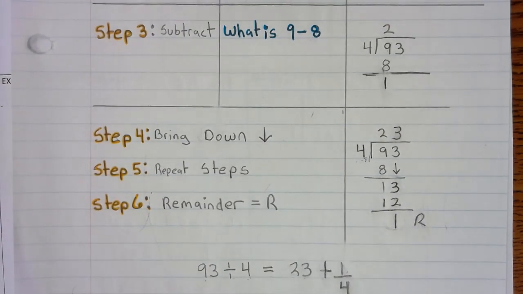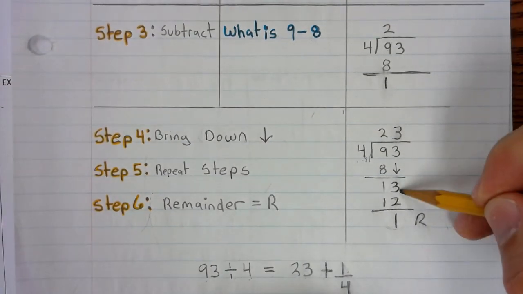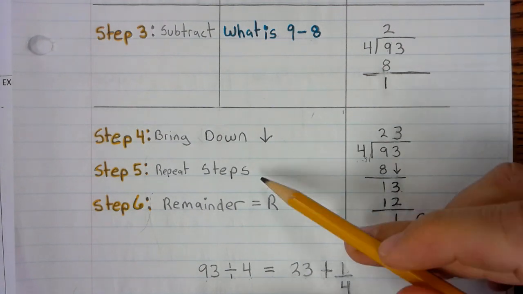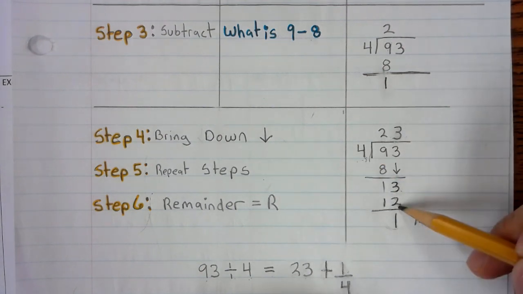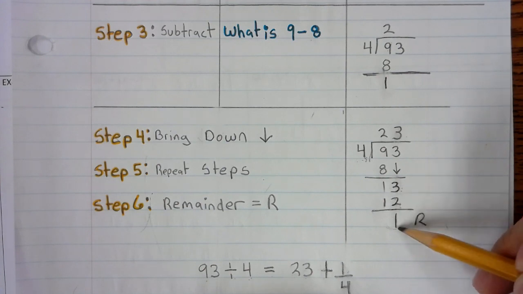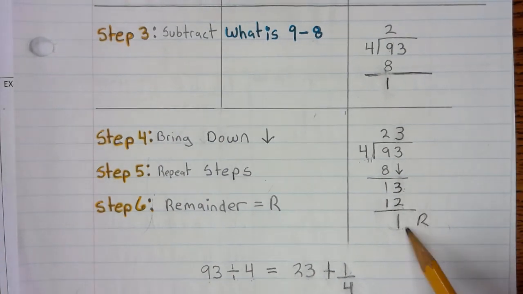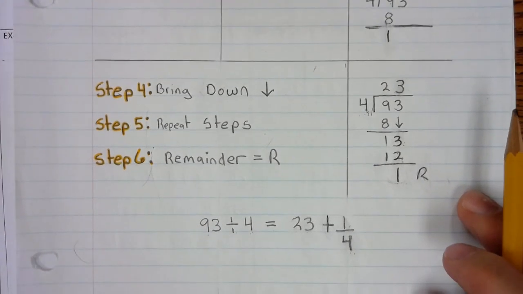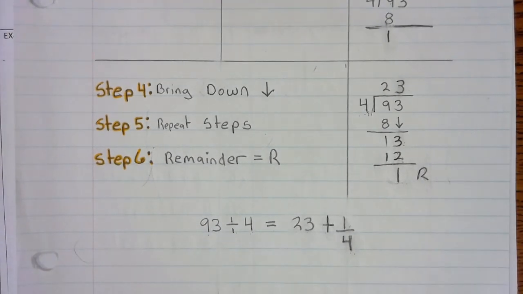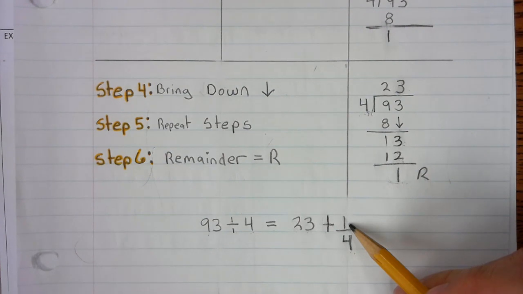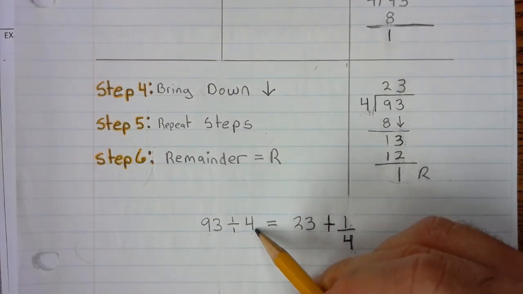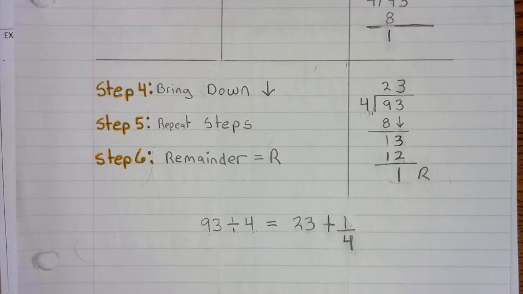Okay. Then step 4, you bring down. So we bring down the 3, and then we repeat the steps. So 4 times 3 is 12. 13 minus 12 is 1. So our remainder is 1. So we would say that 93 divided by 4 is equal to 23 plus 1 divided by 4. Because you take the remainder, divide it by what you divided 93 by. Okay, so we're going to take this concept and apply it to polynomials.